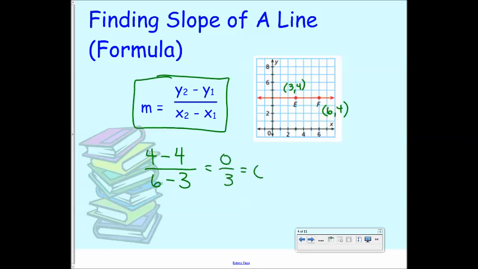Could you do it the other way? Could you do 4 minus 4 and 3 minus 6? Yes. It doesn't matter as long as if you make this number 2 and this number 1, then you have to use both of those first. Madeline? Yes. If you already knew that it was 0, then you're good.